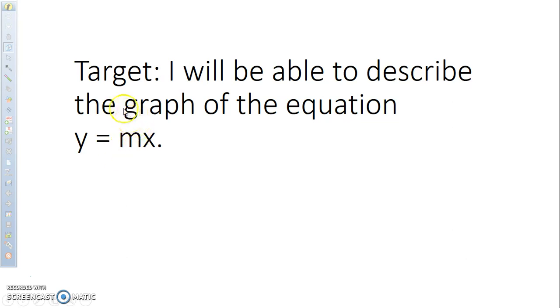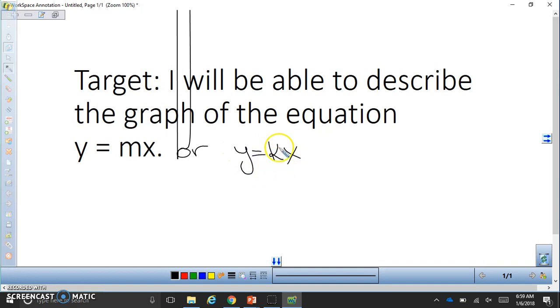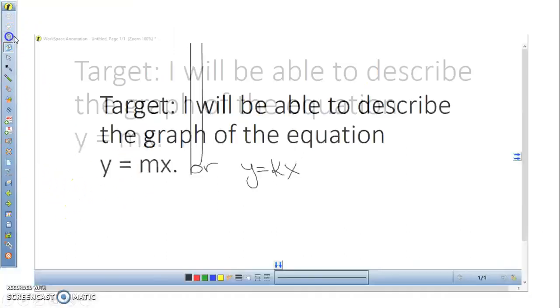Our target today is that we are going to be able to describe the graphs of equations in the form of y equals mx. And last year you didn't talk about it with m x. You talked about it with kx. So sometimes you'll see this as y equals kx. We're going to go over what this k or m is. So let's go ahead and get started.